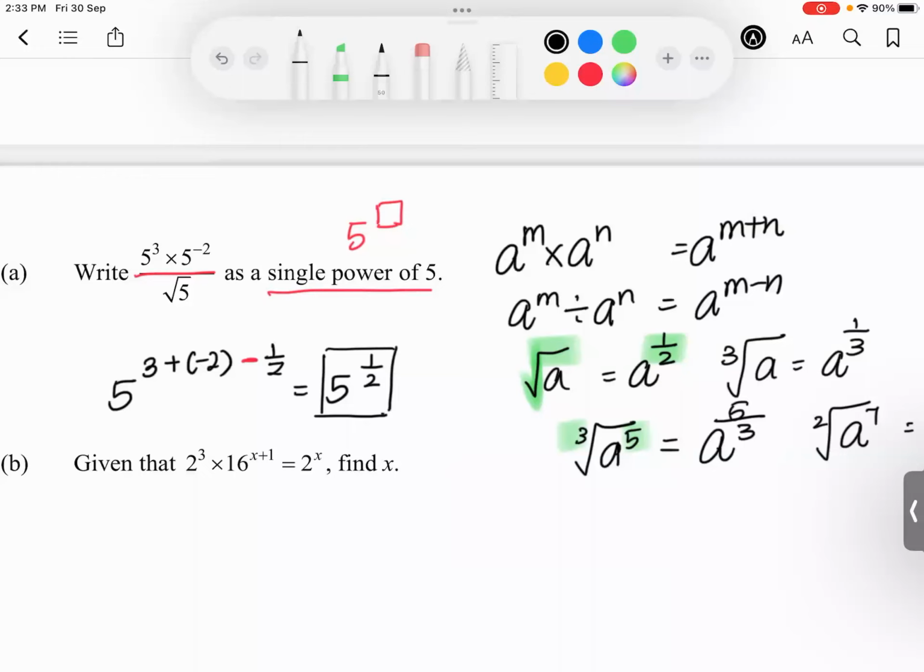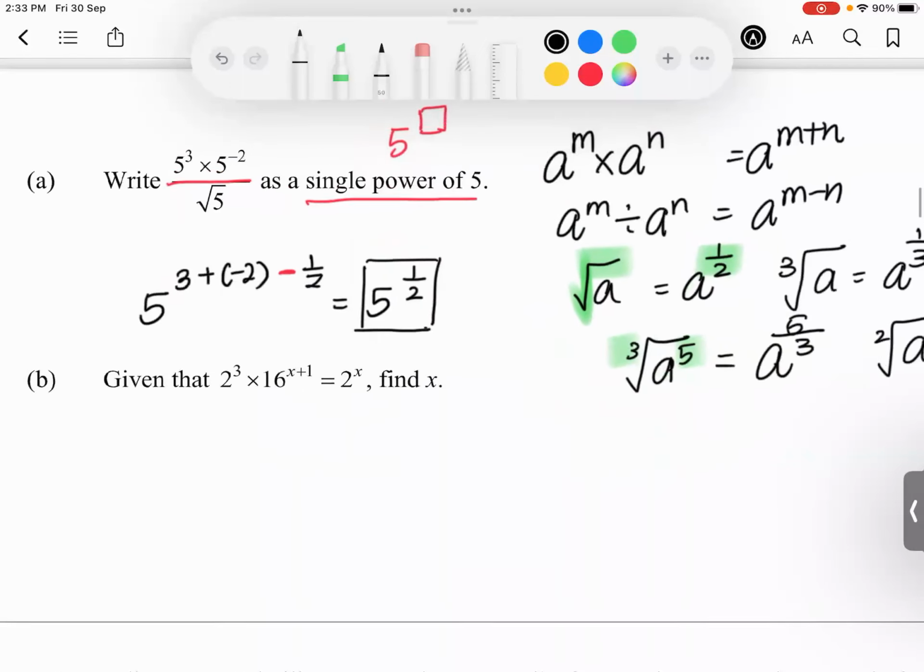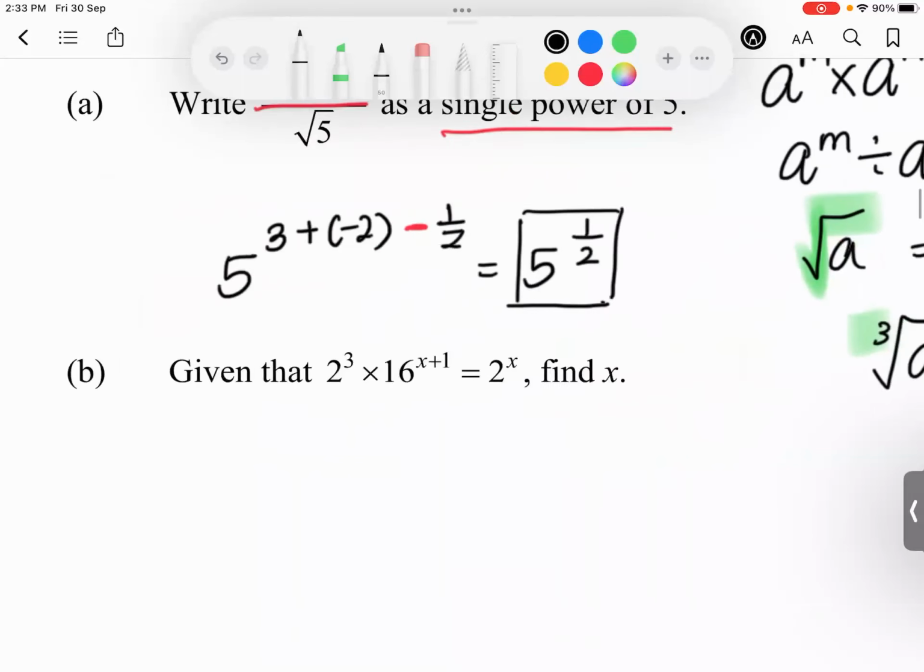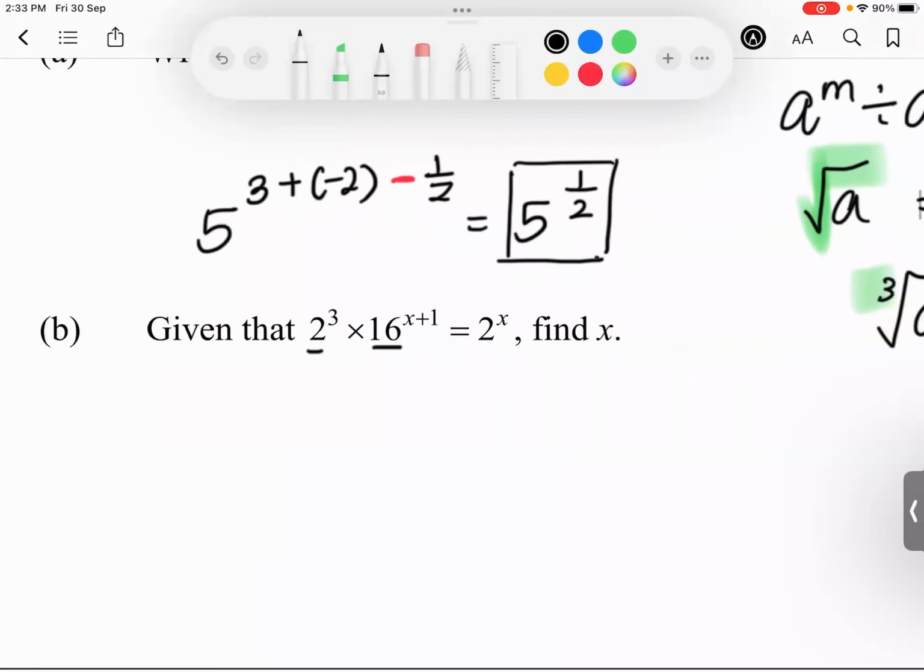Okay, next question over here. Question 7b. How do we handle this type of question? The moment you notice that there are different base numbers, you are not going to multiply or add them all together. No, don't do that. Change to the smallest prime factor.